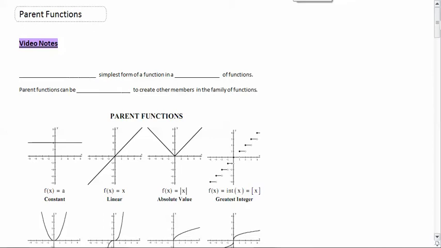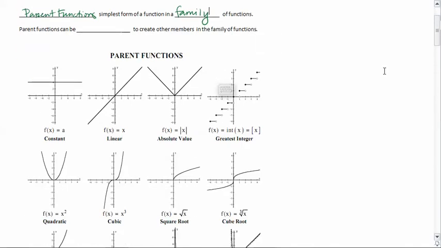This lesson is 1.5 from your book. We're going to be talking about parent functions. So let's start. Parent functions, as they're called, are the simplest forms of a function in a family of functions. What the heck does that mean? So let's look at some examples.